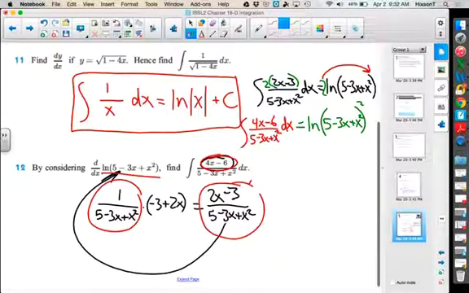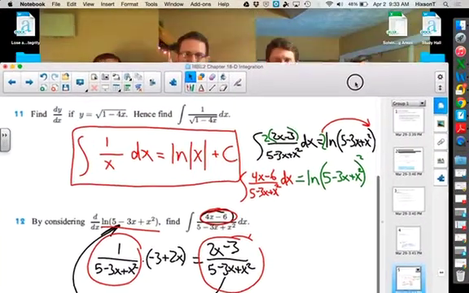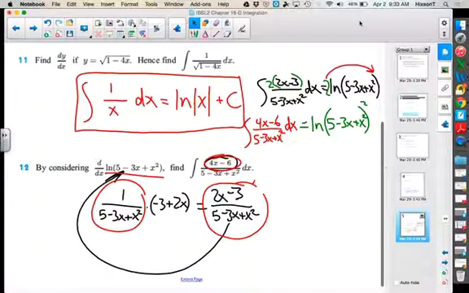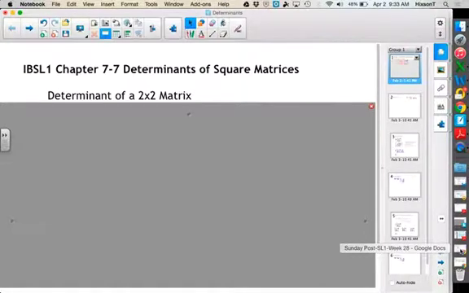Now, you can kind of see the connection here with this problem. Obviously, the problem we did is a lot more complex than just a 1 over x, but you can kind of see the relationship. We've got 1 over something, we end up taking the natural log of that. Okay? So, we'll revisit this in a few minutes, but I wanted to make that connection before we moved on.